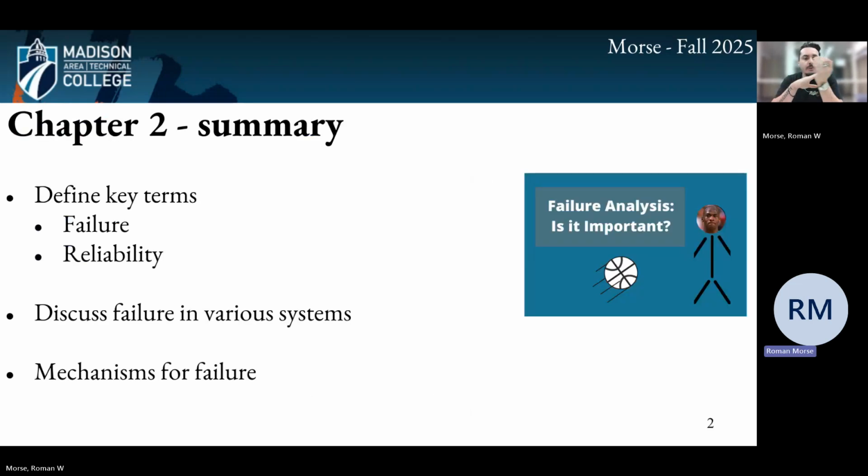So we'll start again with a summary. Chapter two summary. First, we're going to define a few key terms. This is always important to do. If we're going to be talking about something, it's important to have good working definitions.